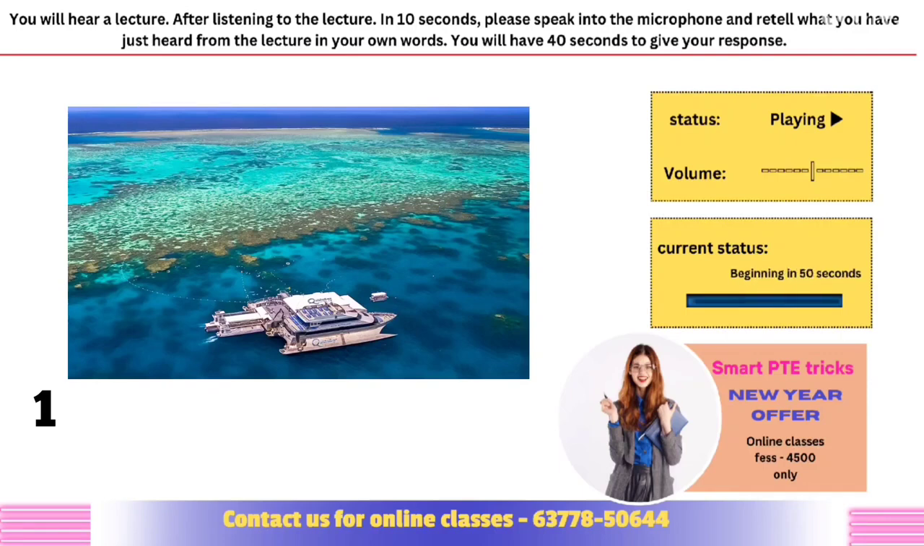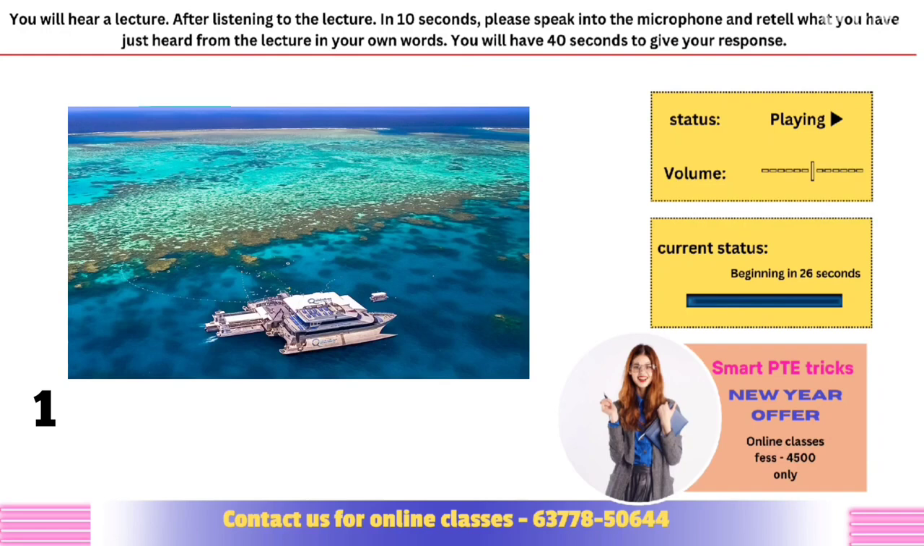in the world. It is home to an incredible diversity of marine life, including thousands of species of fish, corals, and other sea creatures. This biodiversity makes it a critical habitat for conservation and a natural laboratory for scientists studying marine ecology. However, the Great Barrier Reef faces significant threats, primarily from climate change.